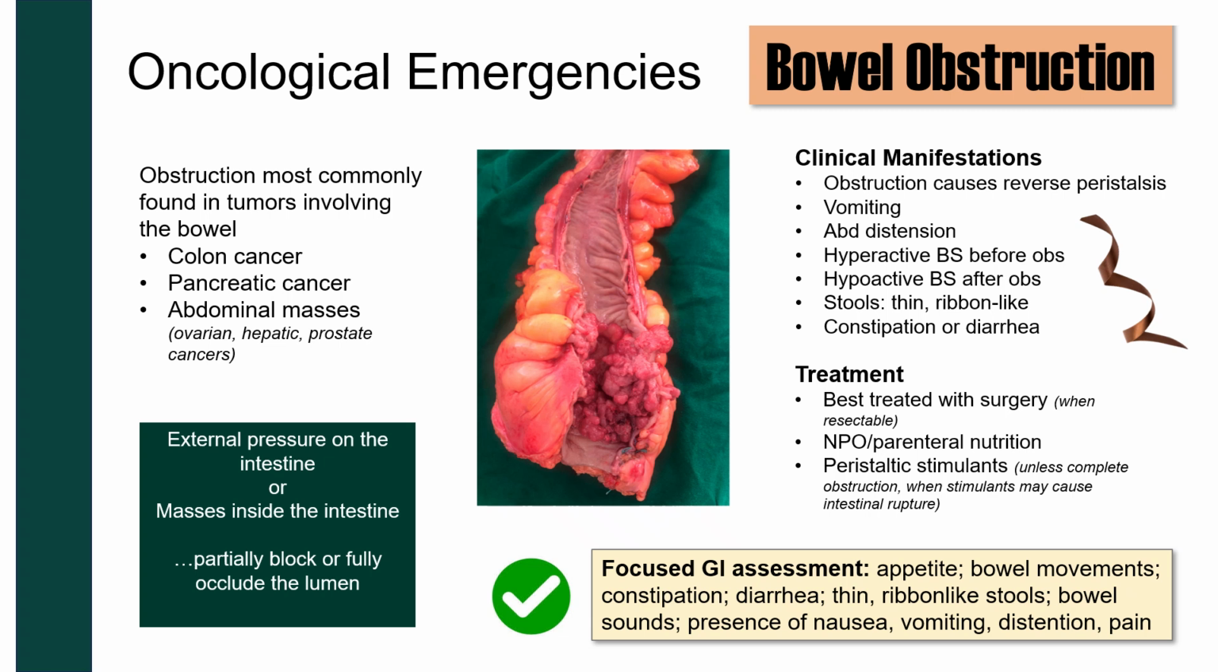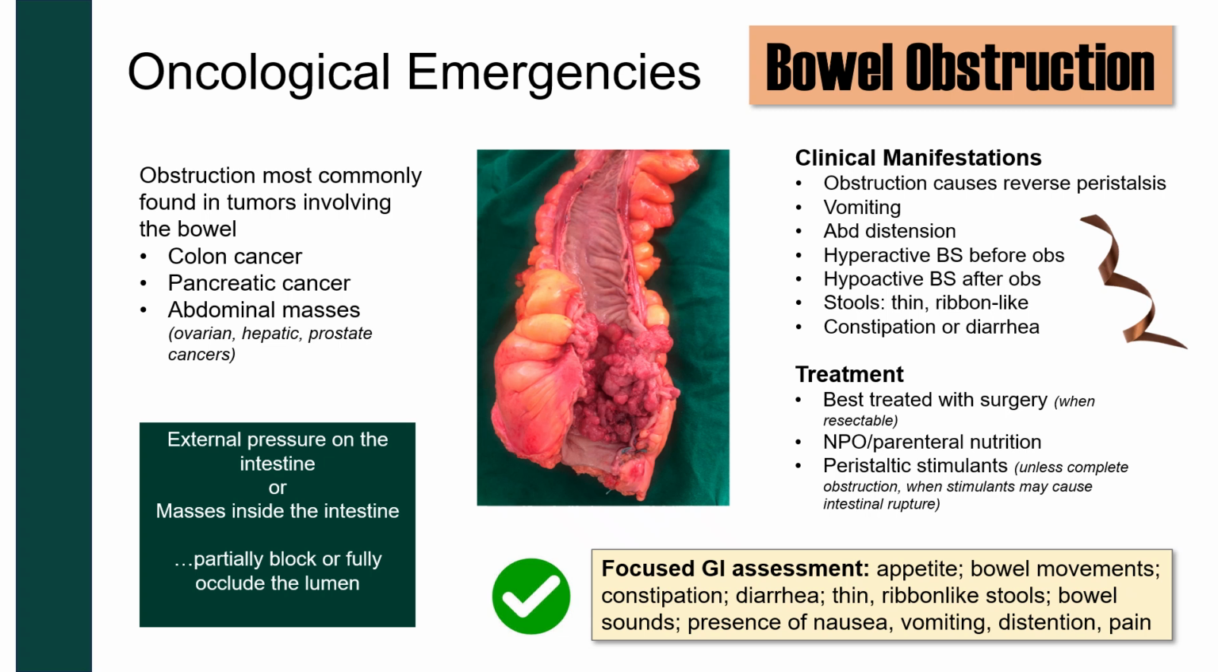So signs and symptoms of a bowel obstruction will include reverse peristalsis. What that means is more distal to the obstruction, you're going to have hypoactive bowel sounds, and more proximal to the bowel obstruction, you'll have hyperactive bowel sounds. The patient can experience vomiting, abdominal distension, stools that are thin and ribbon-like. That is a classic bowel obstruction manifestation. And then they can experience constipation and/or diarrhea.